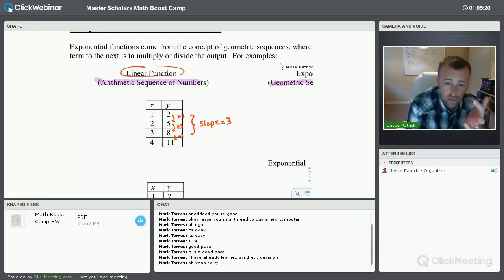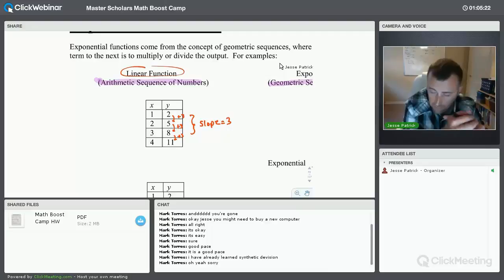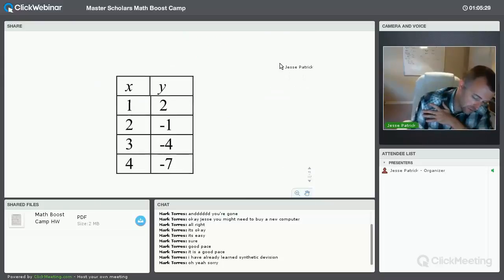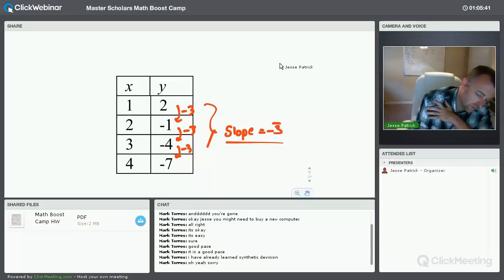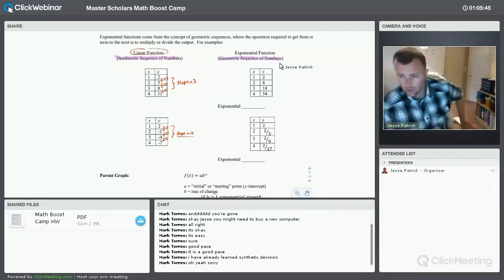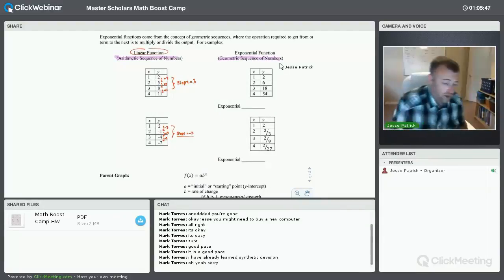A linear function is an arithmetic sequence with inputs. That's all it is. You're adding or subtracting a constant value. It can be the same if you're subtracting. This is -3, -3, -3. This would be the same as having a slope equal to -3. Okay, so we dealt with linear functions. Talked about that concept. Very simple.